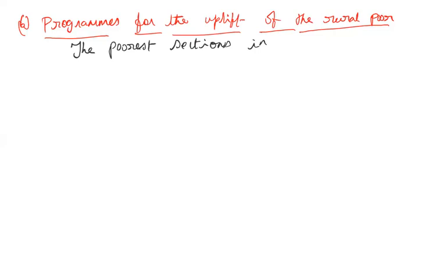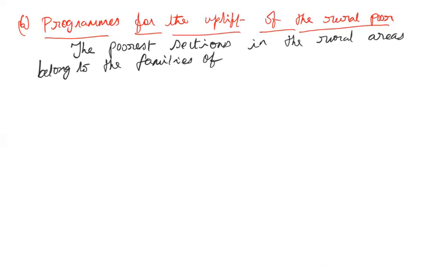Okay, the poorest sections in the rural areas belong to the families of landless agricultural laborers. So they don't have any land on their own. They work in the fields of others as laborers. As it is, agriculture is seasonal. On top of it, if you are an agricultural laborer, you can understand how insecure you will be.